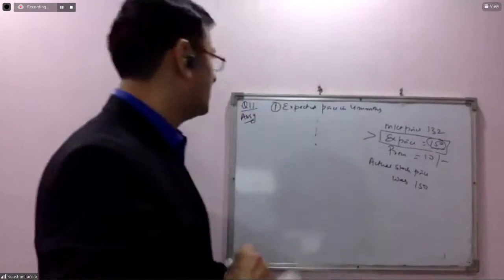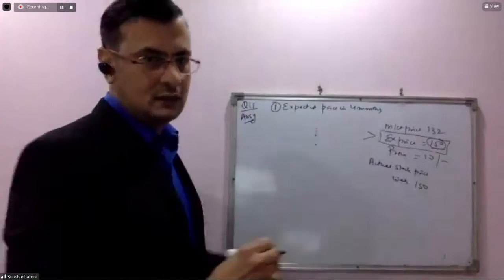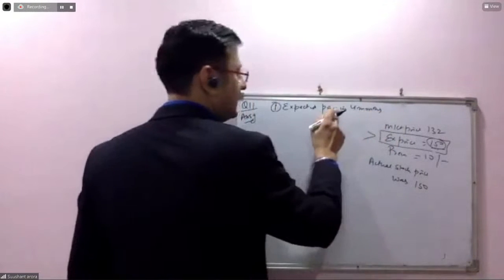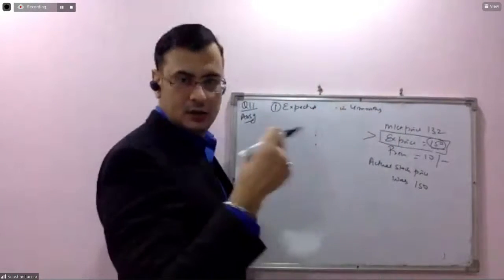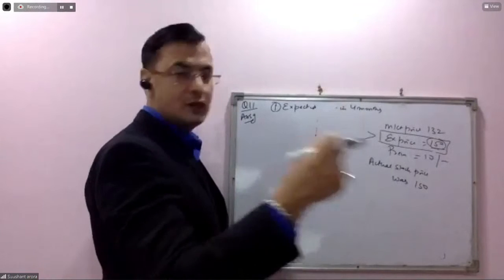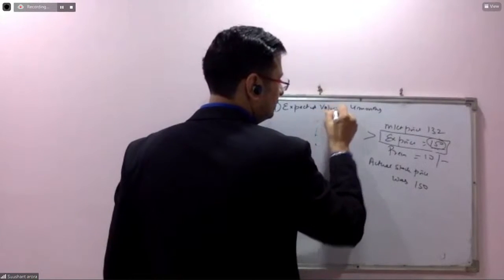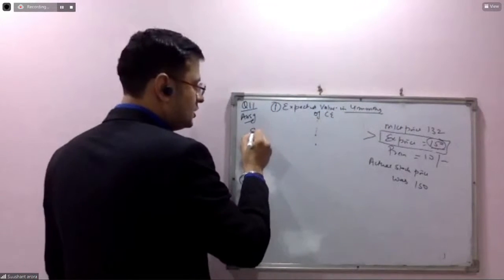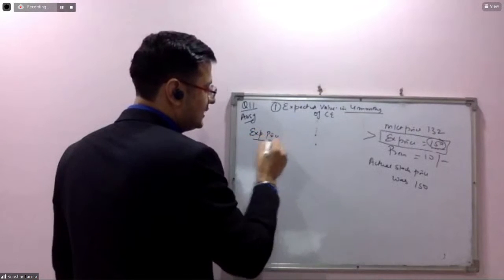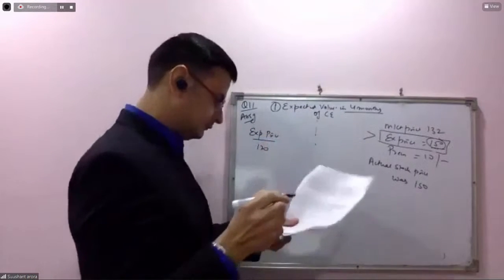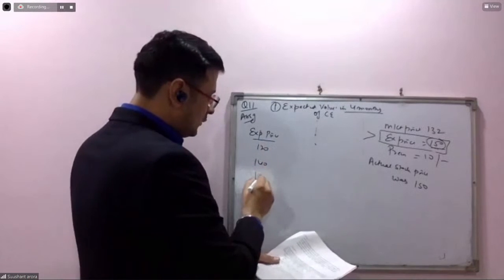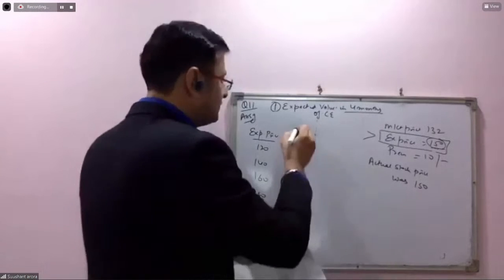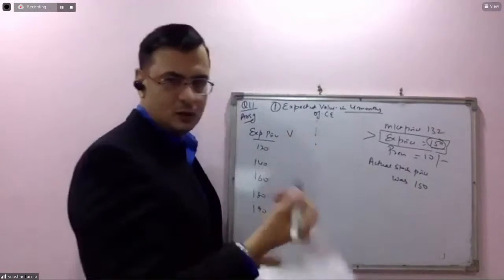Okay, expected price in 4 months, till maturity. Your expected value of the call option in 4 months. So the expected prices are 120, 140, 160, 180 and 190. Clear, guys? So that is the value of the call option that we need to calculate.